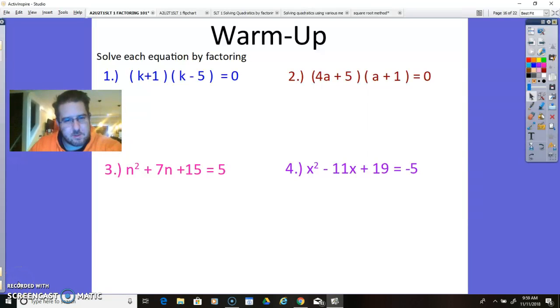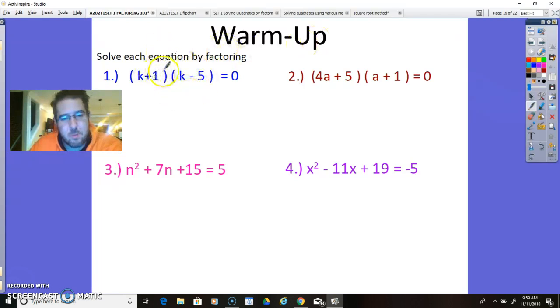All right, welcome back to Mr. P. Helps with Algebra 2. This is Unit 2, Topic 1, SLT1. But this is 1C, so now we're getting into solving equations. We just used factoring to solve equations in the last video, and now we're going to be solving using two more strategies, which is the square root method and quadratic formula.